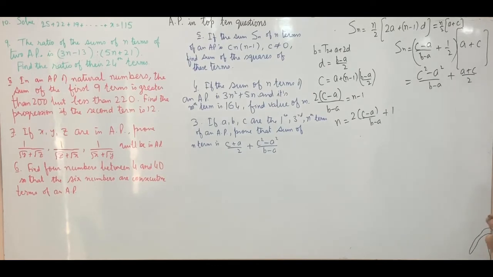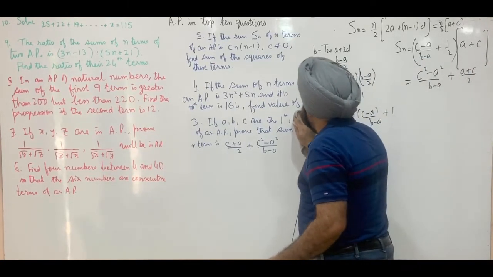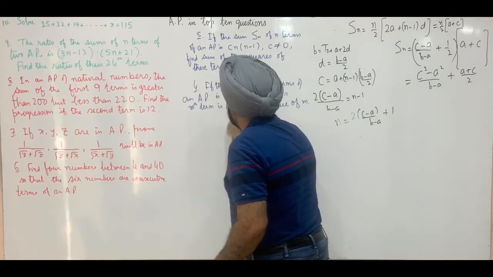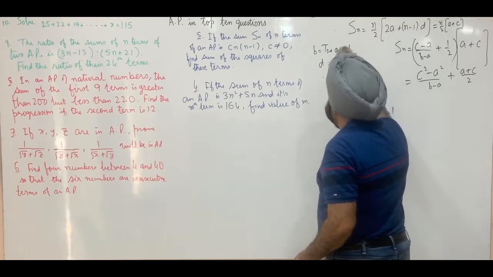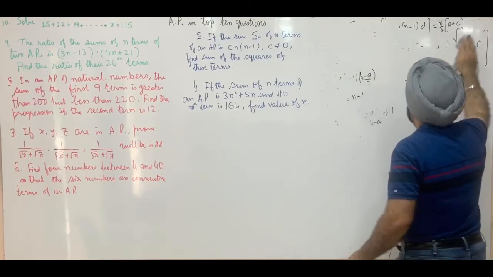The fourth one, we are given sum of n terms of an AP is quadratic expression 3n square plus 5n, and mth term is 164. We have to find value of m.